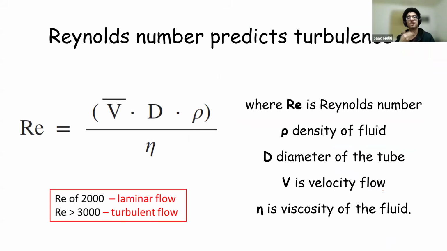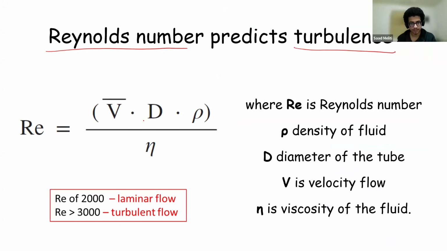Okay. So now we have an equation. This is called Reynolds number, and this can predict turbulence. Look at this picture. If the Reynolds number is low, like 2000, we're going to have laminar flow. But if we have a Reynolds number of above 3000, we're going to have turbulent flow. So let's go through the different parts of the equation. We have RE, Reynolds number.